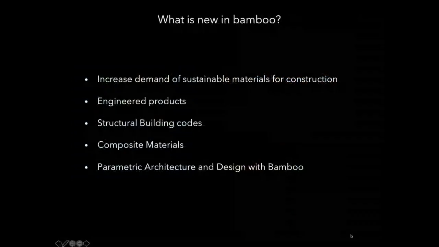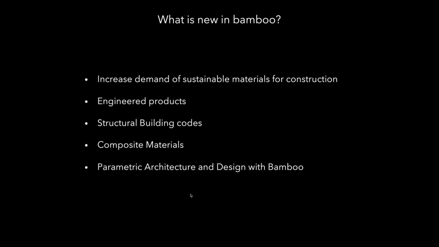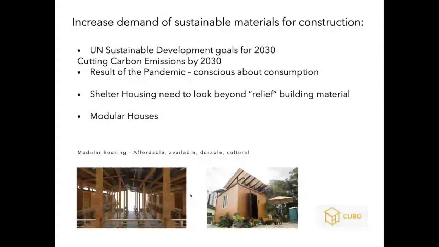Okay, so what is new? There is an increased demand for sustainable materials for construction, engineered products which I'll talk about, structural building codes, composite materials, and I'm going to talk about parametric architecture and design with bamboo. I recommend everybody, after this lecture or in their own time, look at the UN Sustainable Development Goals for 2030, basically cutting carbon emissions. The building and construction industry is producing 21% of the world's carbon emissions. With simple things like changing up the timber industry, we could use bamboo to help reduce carbon emissions. So we have to look into engineered products now, not just bamboo poles.